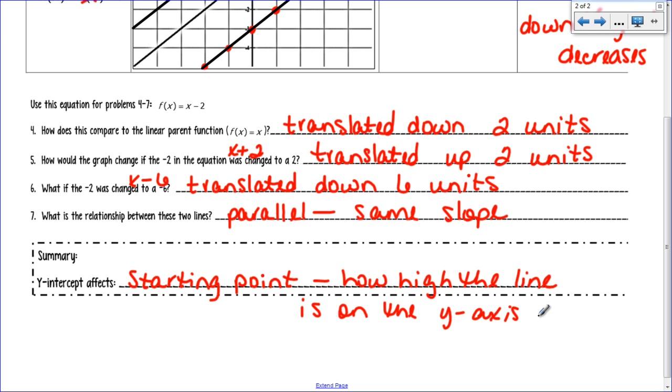So hopefully you can put that together with what we did yesterday when we changed the slope and affected the steepness. This slides the graph up and down.